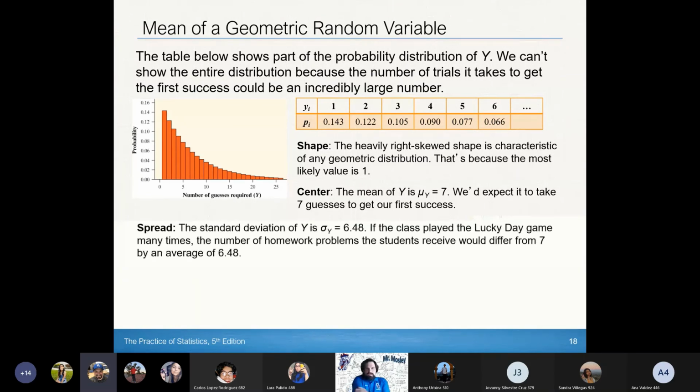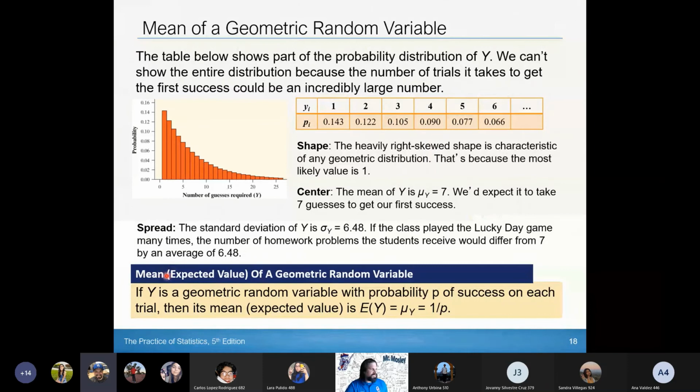Spread, the standard deviation of y is 6.48. If the class played the Lucky Day game many times, the number of homework problems the students receive would differ from 7 by an average of 6.48. It's kind of a big swing.